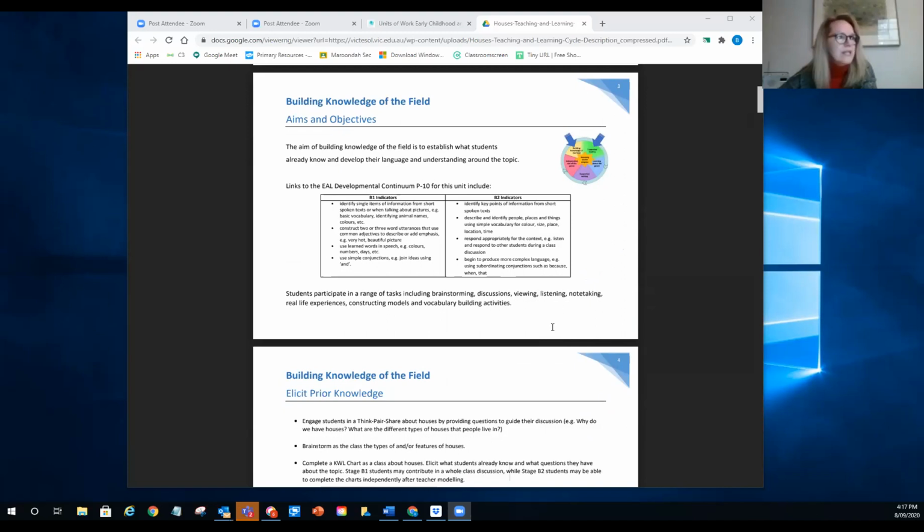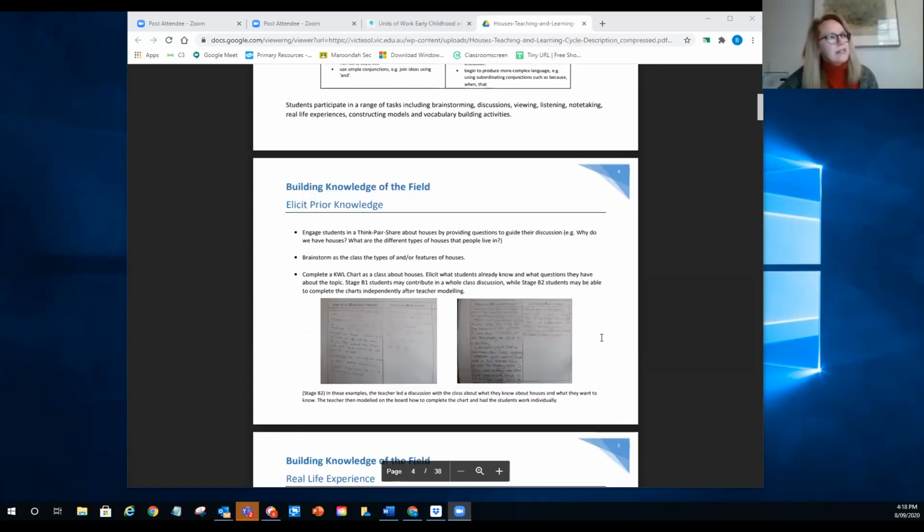The other thing we always tap into is the houses that they have left behind, because often there's a strong attachment to their housing from the countries that they've left, and so we like to build on that knowledge as well. So we elicit prior knowledge. This was one of the activities that my colleague did, a KWL chart. What do you already know about houses, and what would you like to learn?